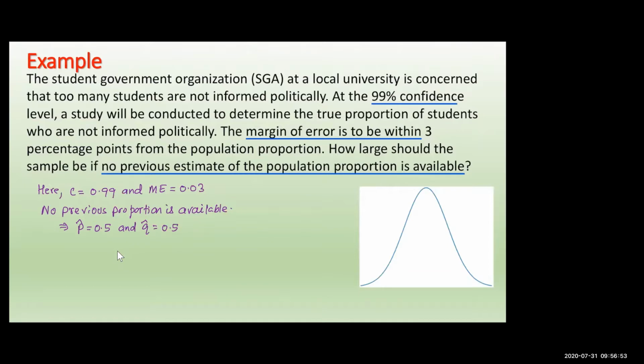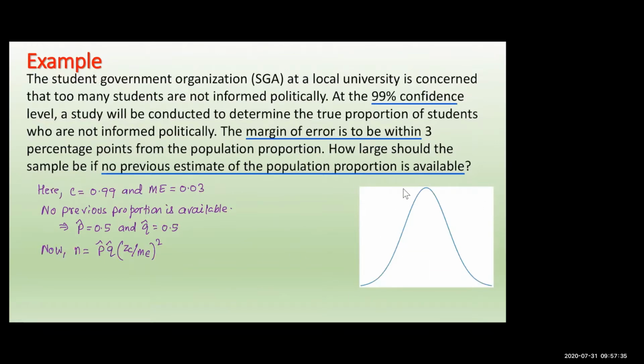So once we have this, to find the sample size for the proportion, I think you remember the formula. N is equal to p hat q hat multiplied by Z sub c over margin of error, squared. We have p hat and q hat, and we have the margin of error, 0.03. We don't have Z sub c, so we have to find the Z critical value at 99% confidence level using the standard normal distribution.